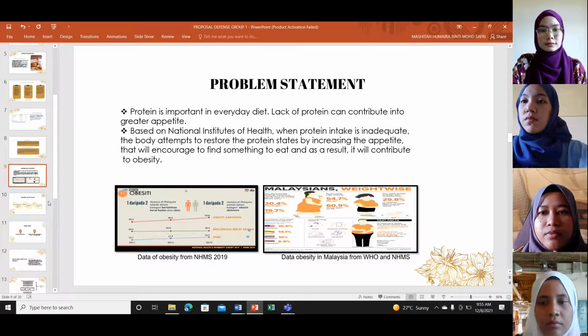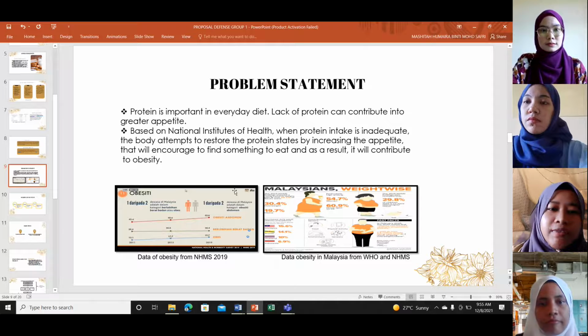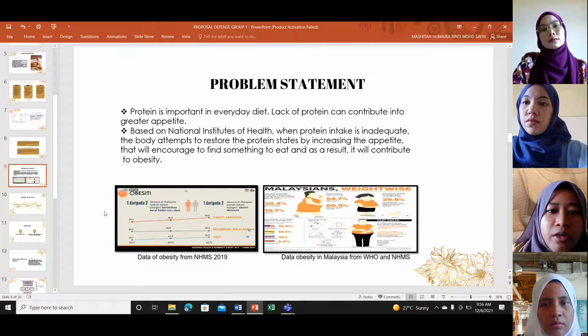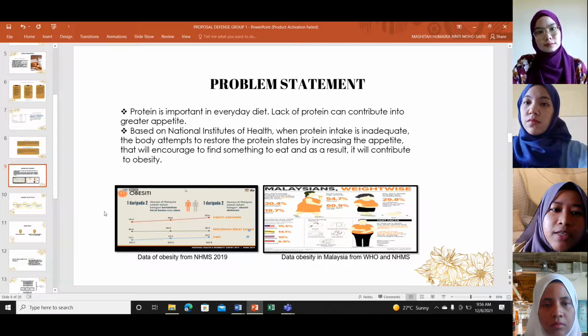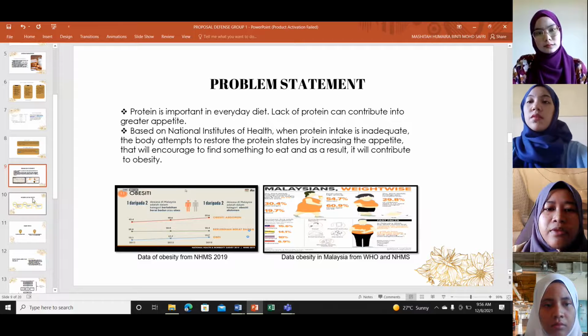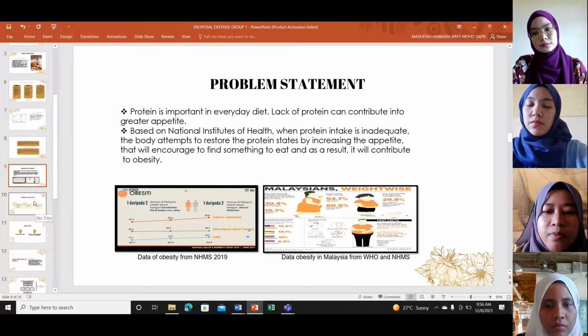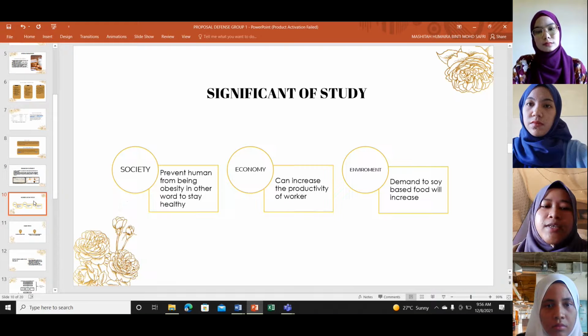Okay, for the problem statement, protein is important in everyday diet. Lack of protein can contribute to greater appetite. Based on the National Institutes of Health, when protein intake is inadequate, the body attempts to restore protein status by increasing the appetite and will encourage finding something to eat. As a result, it will contribute to obesity. The picture below shows the data of obesity from NHMS 2019 and data of obesity in Malaysia from the WHO and NHMS.